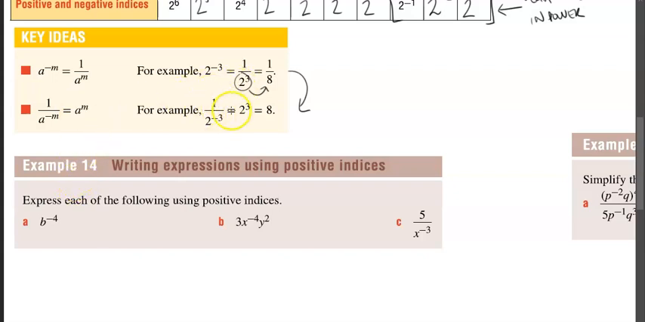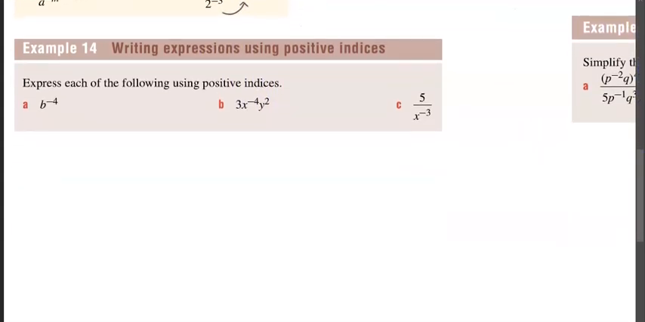So for example, 1 over 2 to the power of -3, generally if you see a negative and it's on the bottom of the fraction, you take that negative away and you put it back onto the top, which is what they do in this step here. And again, we know 2 to the power 3 is equal to 8. So let's have a crack at these examples here. Express each of the following using positive indices. So b to the power of -4, and that's just the same as writing 1 over b to the power of 4.